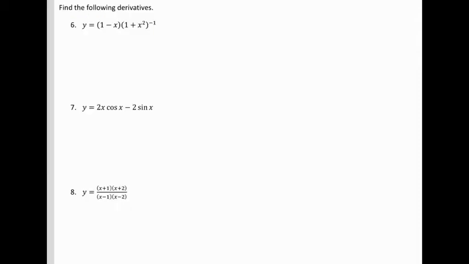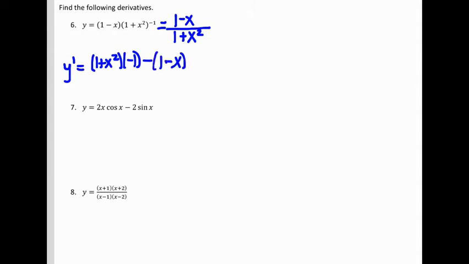The next few examples are just a few challenges in terms of practicing taking the derivative. So number 6, at first glance, it looks like a product rule, but it would be a product rule and a chain rule. So instead of doing a product and a chain rule, I think that we should simplify this. A negative exponent would shoot that second expression into the denominator. And now I can just use a quotient rule. Low d high minus high d low, all over denominator squared, or low squared.